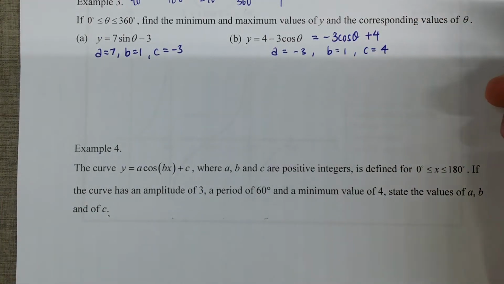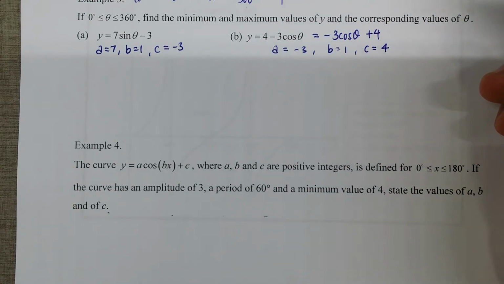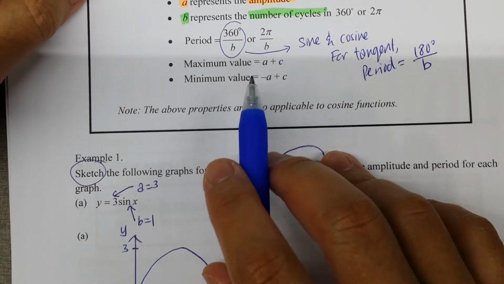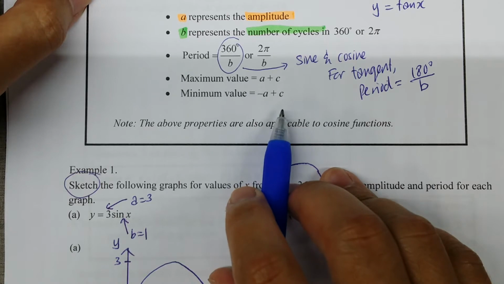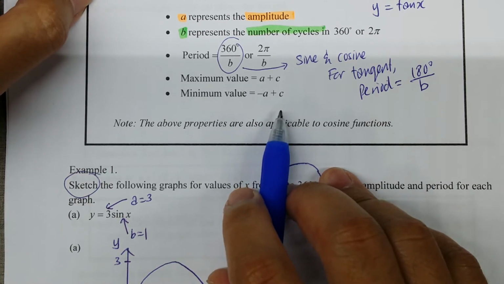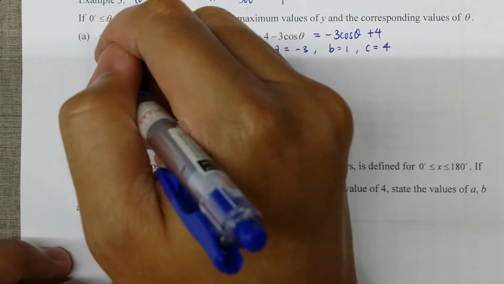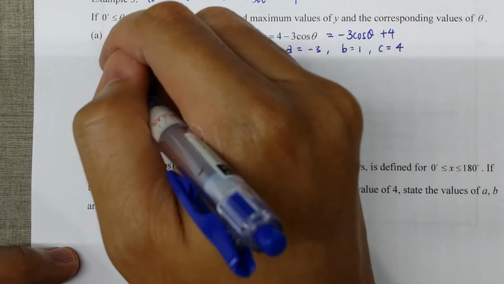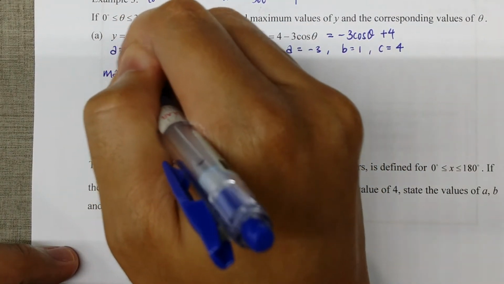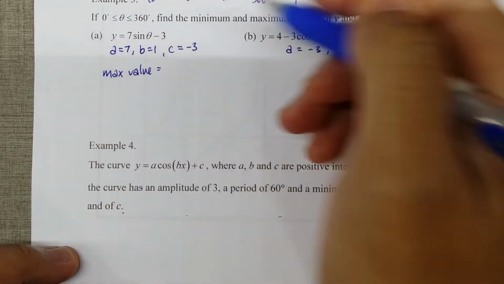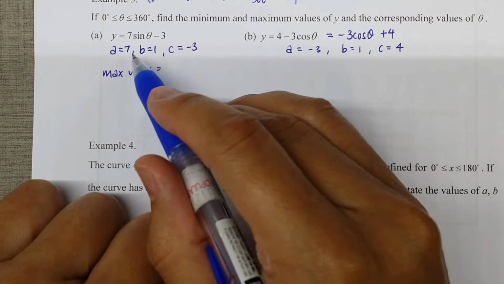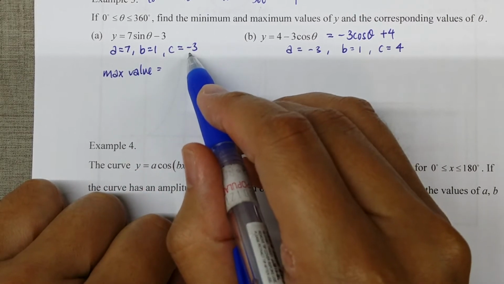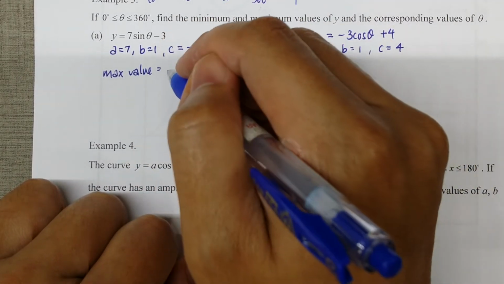Okay, let's try to do the question. They want the minimum and maximum value. Recap. Maximum value A plus C, minimum value minus A plus C. Good? Let's go. So, maximum value A plus C. A plus C. 7 plus negative 3. 7 minus 3 is 4.